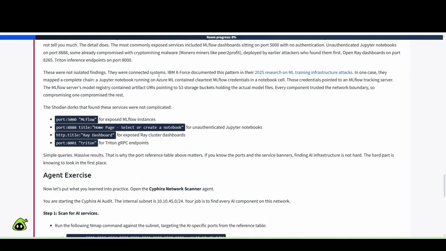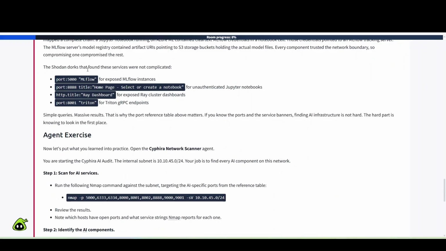They were connected systems. IBM X-Force documented this pattern in their 2025 research on ML training infrastructure attacks. In one case, they mapped a complete chain. A Jupyter notebook running on Azure ML contained clear text MLflow credentials in a notebook cell. Those credentials pointed to an MLflow tracking server. The MLflow server's model registry contained artifact URIs pointing to S3 storage buckets holding the actual model files. Every component trusted the network boundary, so compromising one compromised the rest.